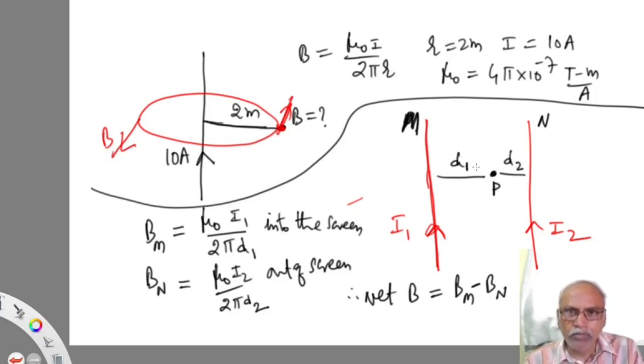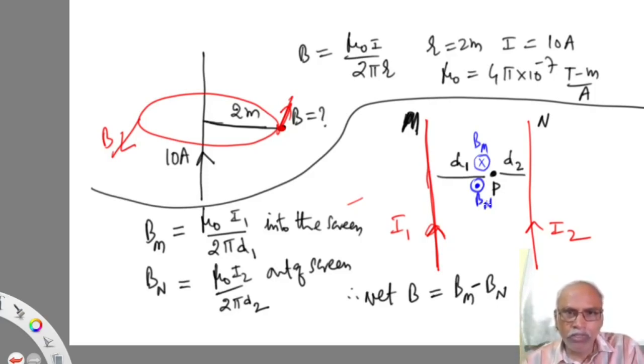Due to M, the magnetic field is into the plane. Due to N, the magnetic field is out of the plane.